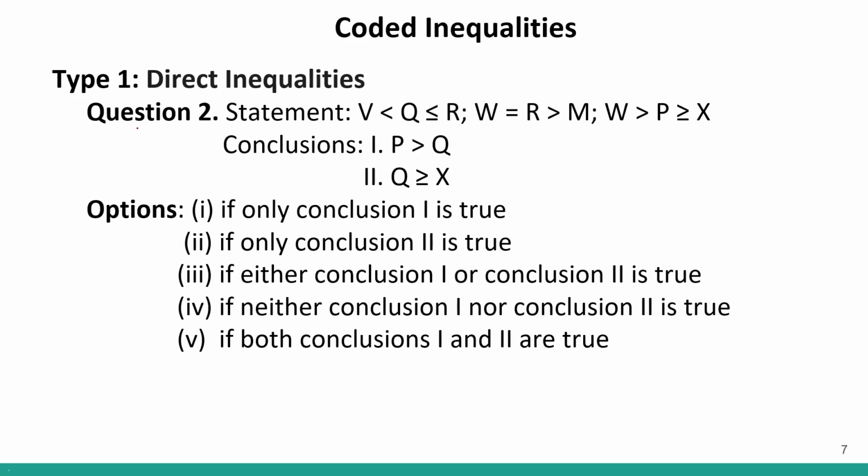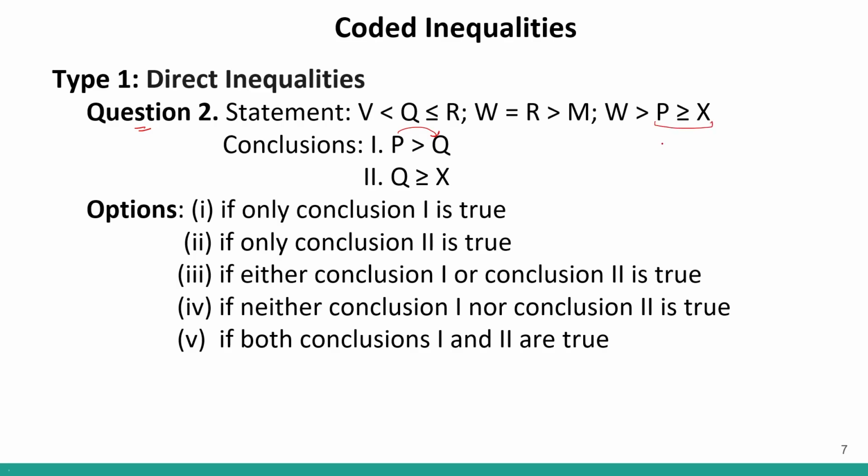Now let us look at question number 2. So question number 2, again a statement is given to us which shows the relationship between V, Q, R, W, and so on. And two conclusions are given to us. And we have to tell which conclusion is true, correct? Now, the first is P is greater than Q. So we will move from the bigger to the smaller. That means we will move from P to Q. So P is over here.